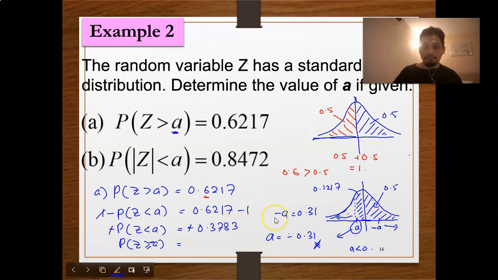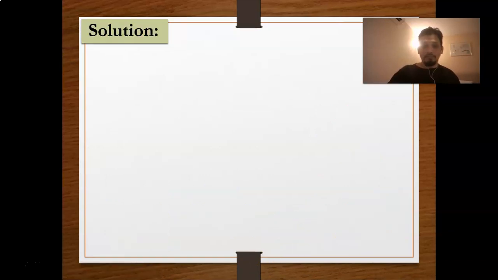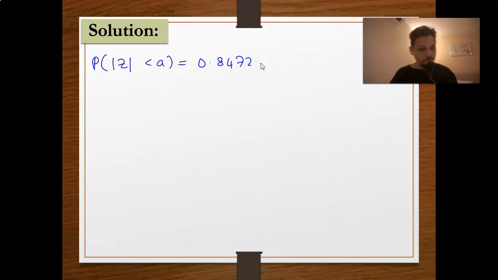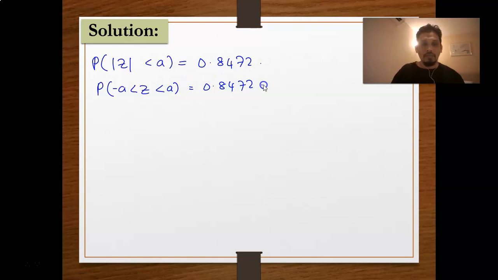Next, the probability of the modulus of Z less than A equals 0.8472. So from here, it is the probability of Z in between negative A and A, which is 0.8472.